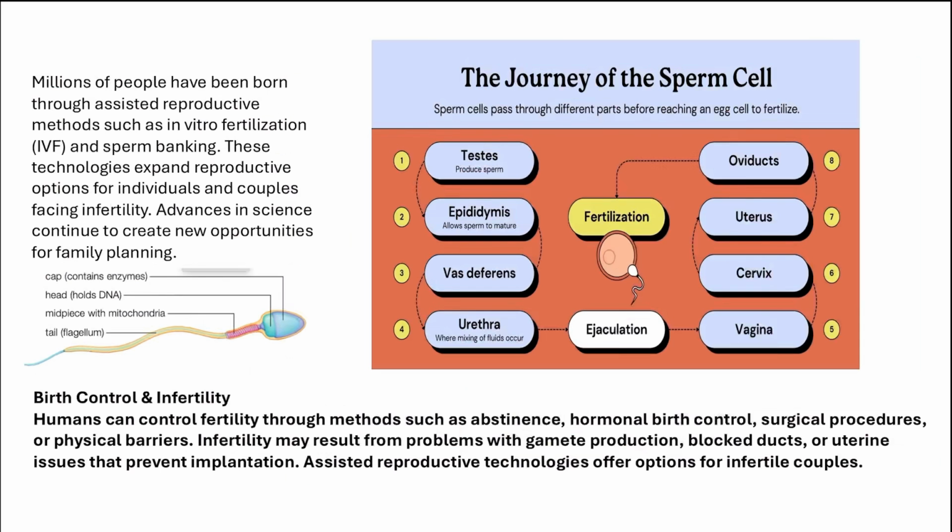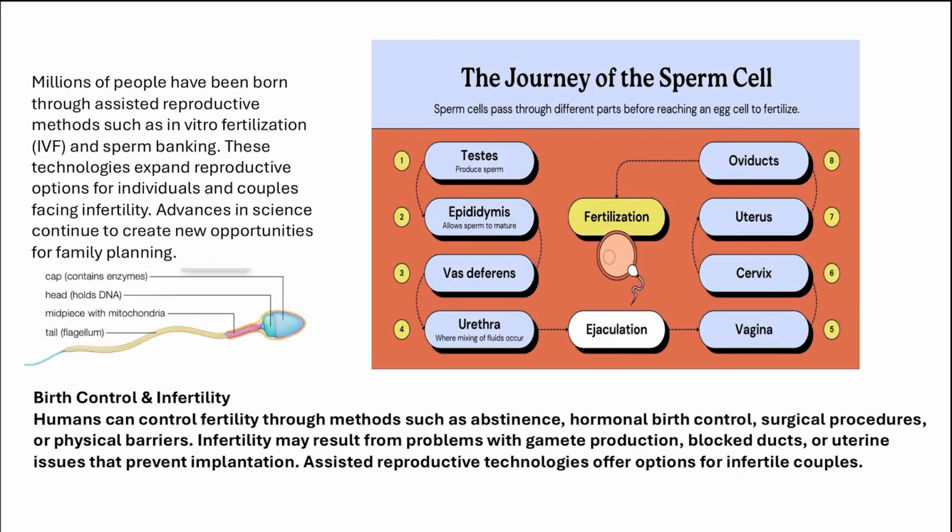Moving on, in this next slide, we can see in this image the journey of the sperm cell. This is basically how everything works. So first step is the testes, where the sperm is produced, the epididymis, where sperm matures, the vas deferens, then the urethra, which is the mix of fluids, then ejaculation, and then after that, it goes in the vagina, from the vagina to the cervix, from the cervix to the uterus, and then from the uterus to the oviducts. And that's how we get to fertilization.